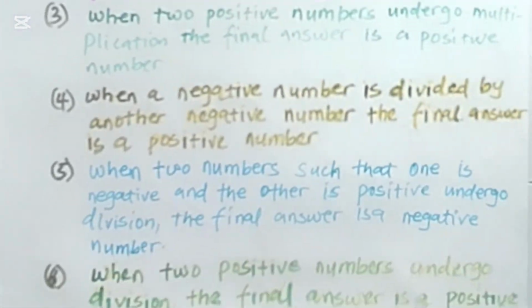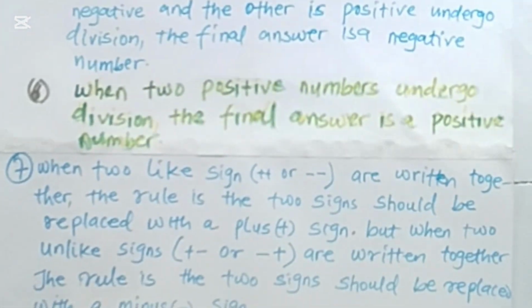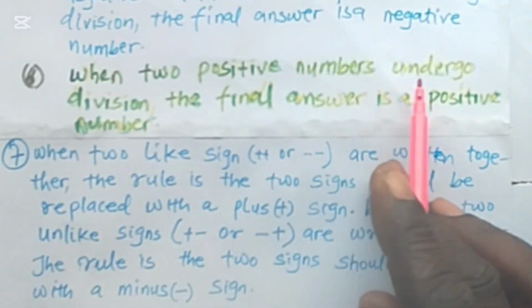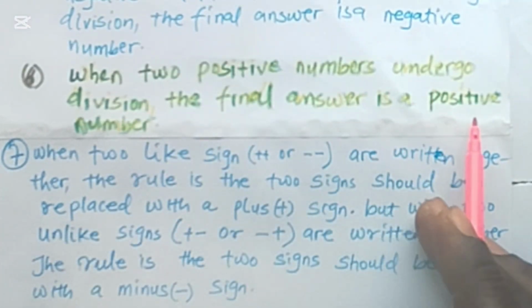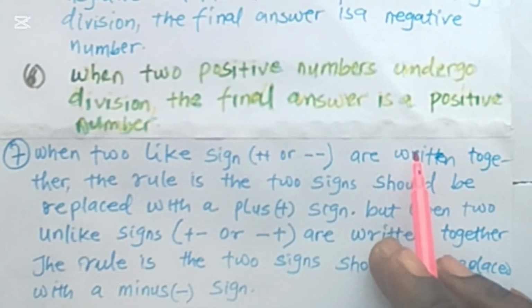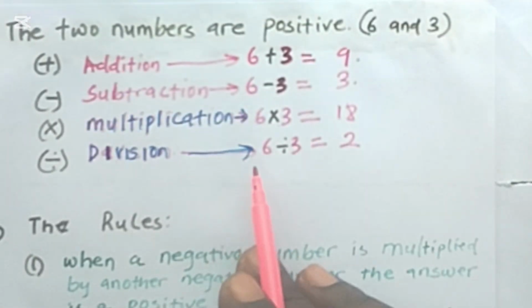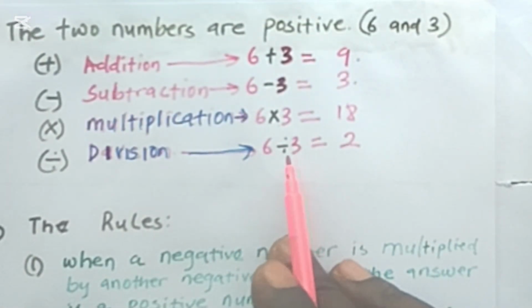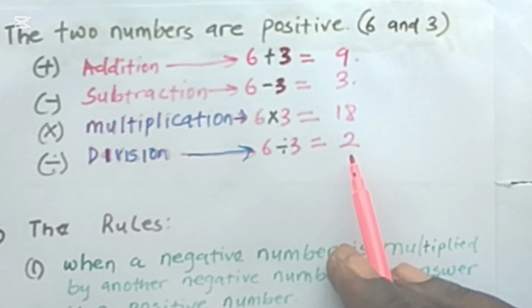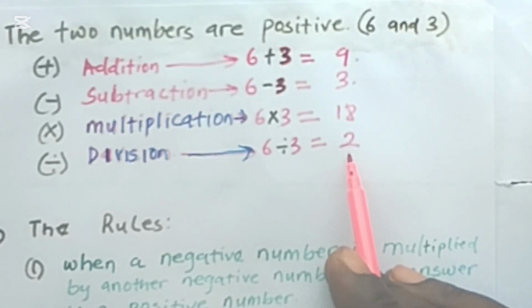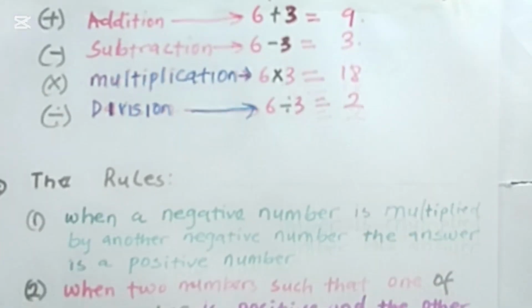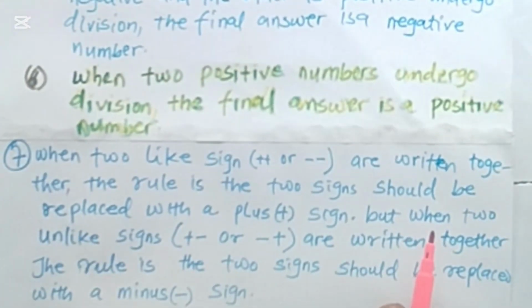So let's go down to the sixth rule. In the sixth rule, they said when two positive numbers undergo division, the final answer is a positive number. I mean, this is self-explanatory. When you have a situation like 6 divided by 3, two positive numbers, then we don't need to argue over the answer. The answer will be a positive number, in this case 2. So we're going to go to the seventh rule.